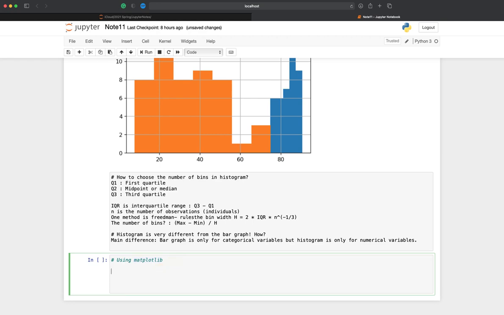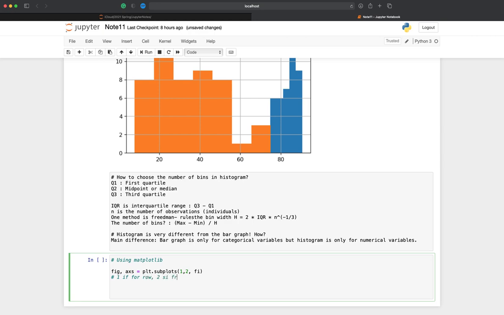Okay, so what I'm going to do, I'm going to again define figure and axis with plt dot subplots. I'm going to create one row with two graphs, and when I say one row, let me explain it here. One is for row, two is for column.